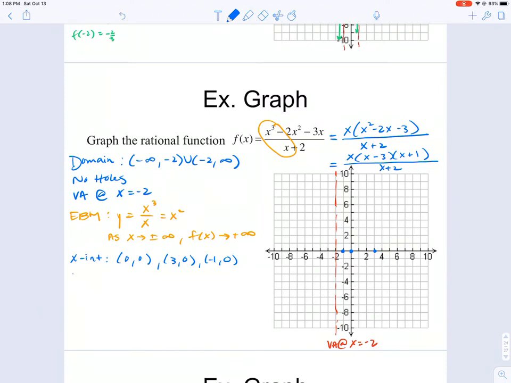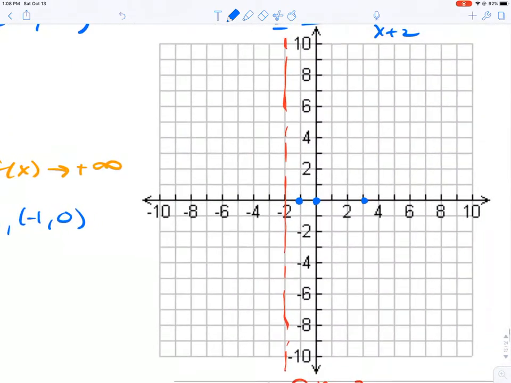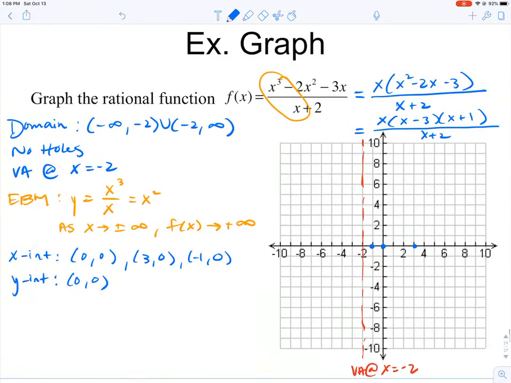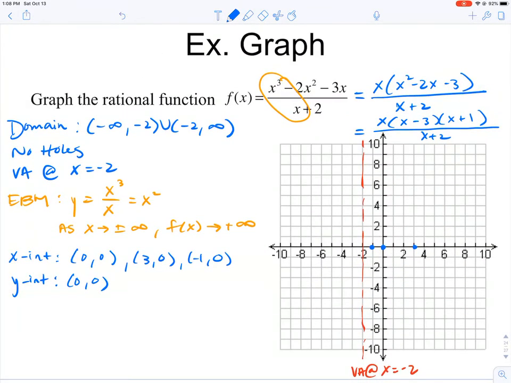And y-intercept. So f of, oh, we have 0, 0, so it's going to be 0, 0. So we have to do some more points. This is kind of a tricky one. I'm not happy that I chose this one. All right, so let's figure out what's going on.